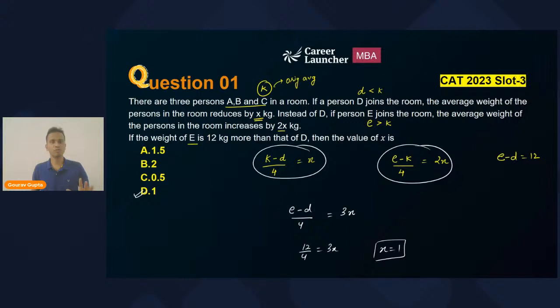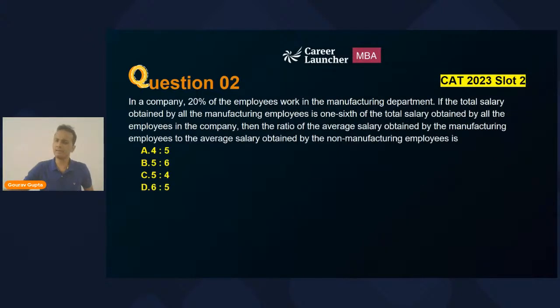Okay, right? So this was question number 1, CAT 2023 slot number 3. I hope you have understood the method that I have explained here. Let's move ahead and look at the next question. Question number 2, again from CAT 2023 slot number 2. So from slot 3 we have seen one question, and from slot 2 this is one question.